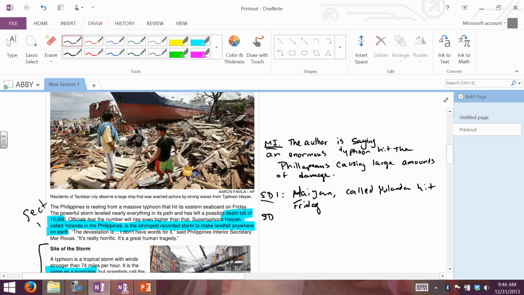And then supporting detail 2, even more simple, let's talk about the destruction. 10,000 people possibly died. Now take a look. Does this support our main idea? Haiyan called Yolanda hit Friday, and 10,000 people died. Absolutely. Those two supporting details can be used with the main idea to summarize section 1. That's all we're trying to do.